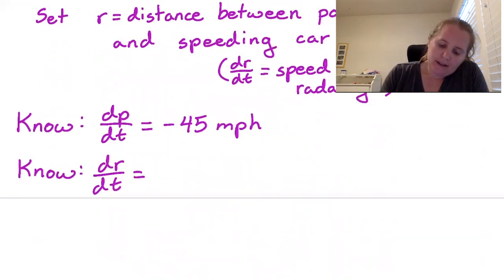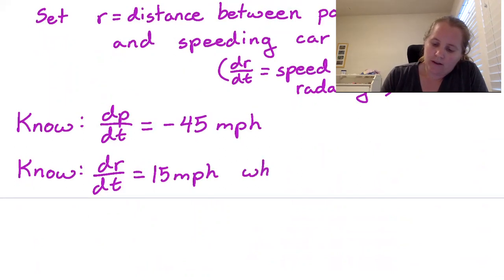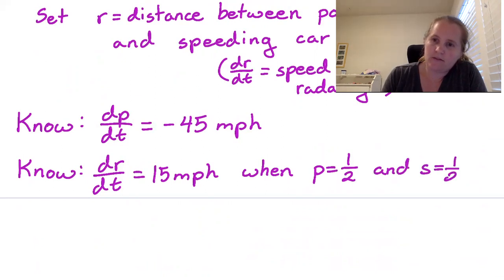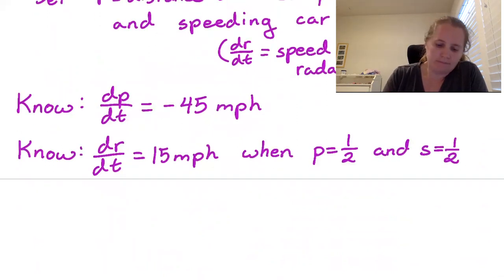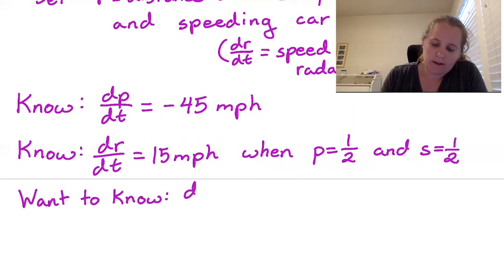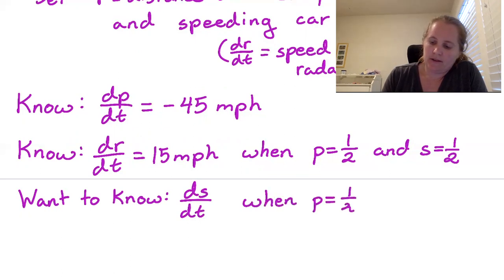So dR/dt equals 15 miles per hour when the police car's distance is 1/2 and the speeding car's distance is 1/2. And then we want to know dS/dt, the speed of the car, when P equals 1/2. Oops.